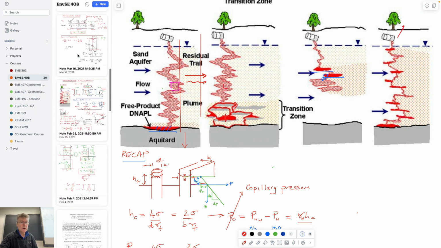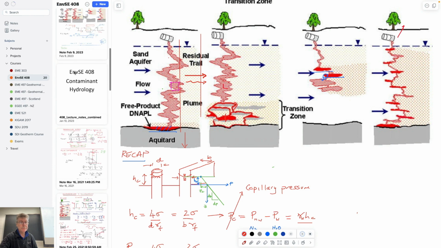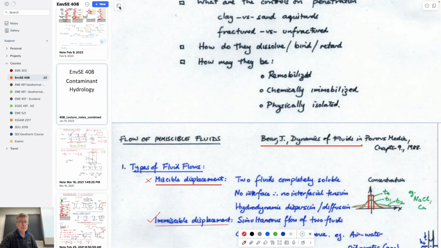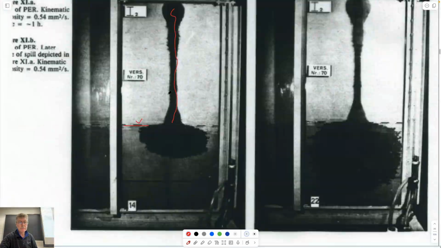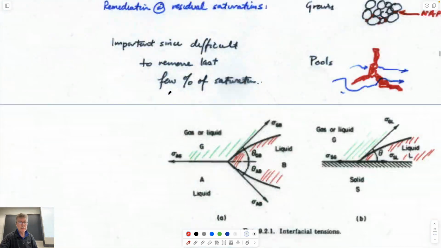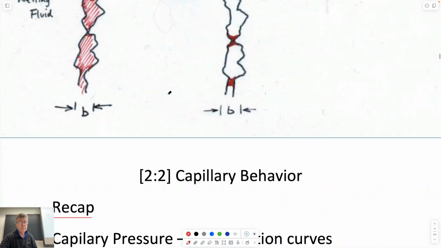So that follows from here. And so you can do a little thought exercise. Back to where we were with this.